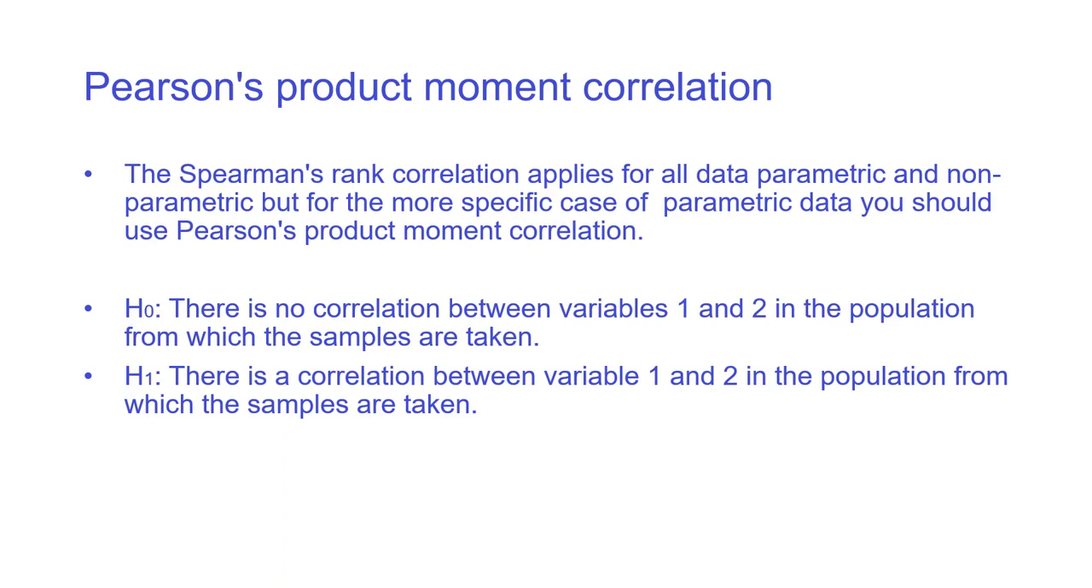So the null hypothesis is exactly the same as with Spearman. There's no correlation between variables 1 and 2. The alternative is there is a correlation between variable 1 and 2 in the population that the samples are taken from.